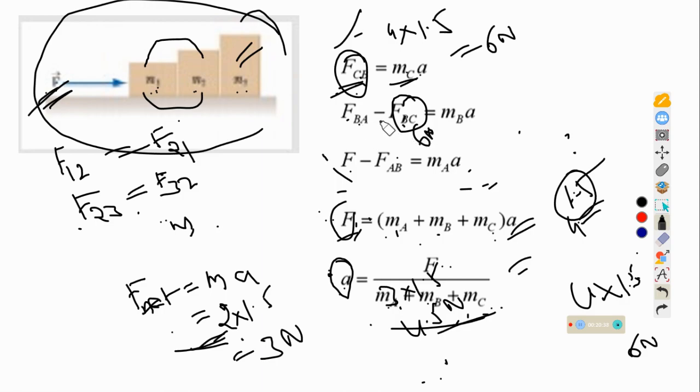Now FBA minus 6 equals M_B a. So what is the mass of the second block? 3 kg. 3 into 1.5 means 4.5 here. This minus 6 will go there and it will become plus 6. FBA equals 4.5 plus 6, 10.5. So like that contact forces also we can find.